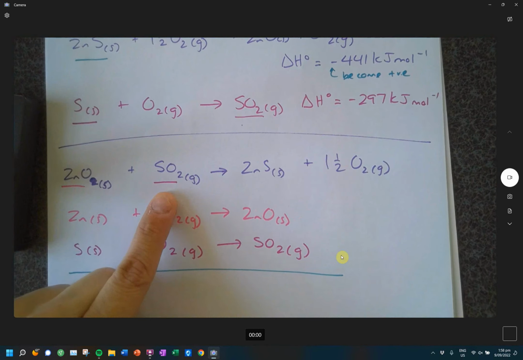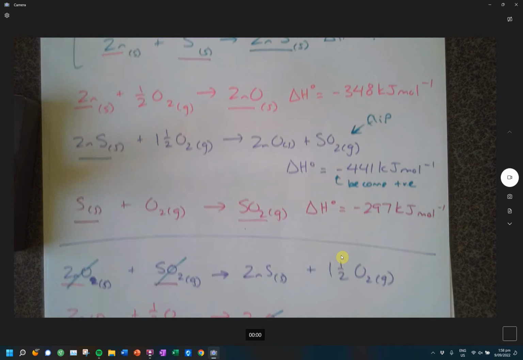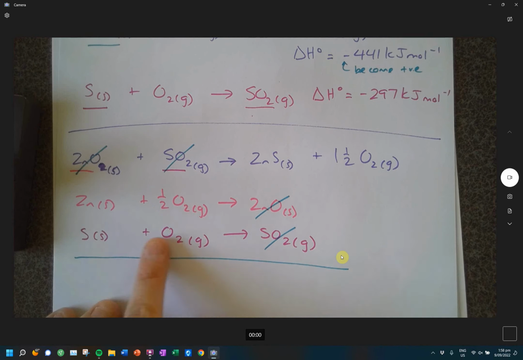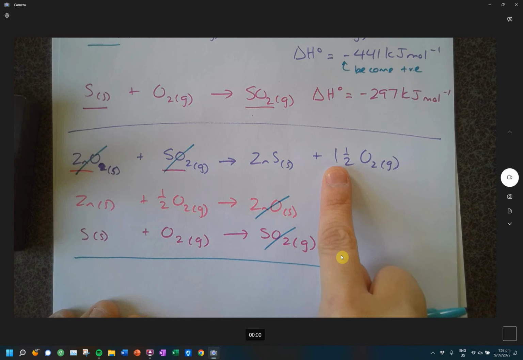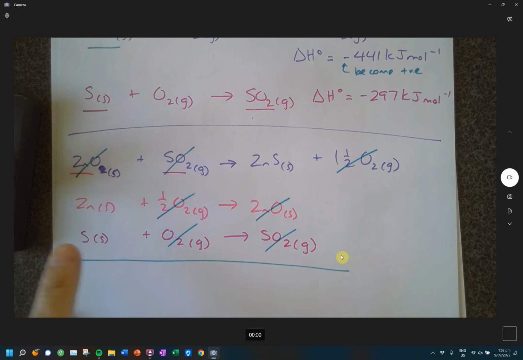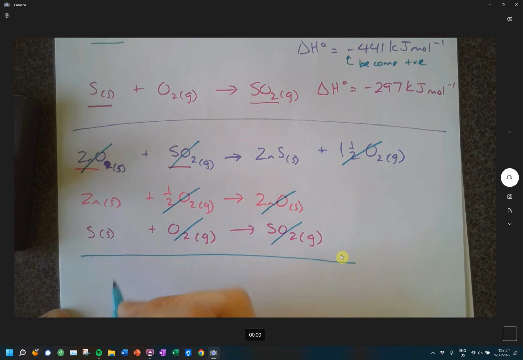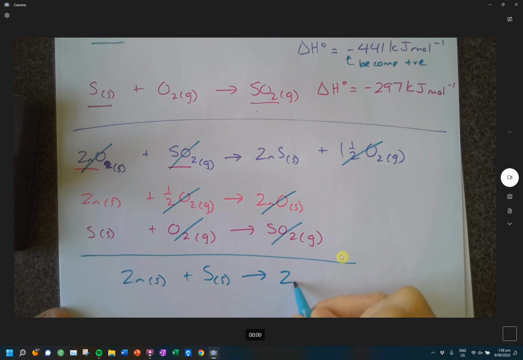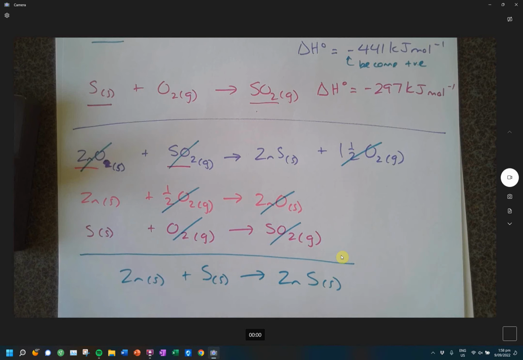And in my final equation, I should only have zinc and sulfur, so I want to make sure the oxygen cancels out now. So I have 1.5, and I have 1.5 on that side. So cancel, cancel, cancel. So when I put my equation together, I should have what I have at the top. So zinc as a solid plus sulfur as a solid makes zinc sulfide a solid. So that is ticked. I've done my manipulation for Hess's law correctly. It's very therapeutic. It's kind of like the redox equations. You just follow the steps and it works out. So that has been done correctly.